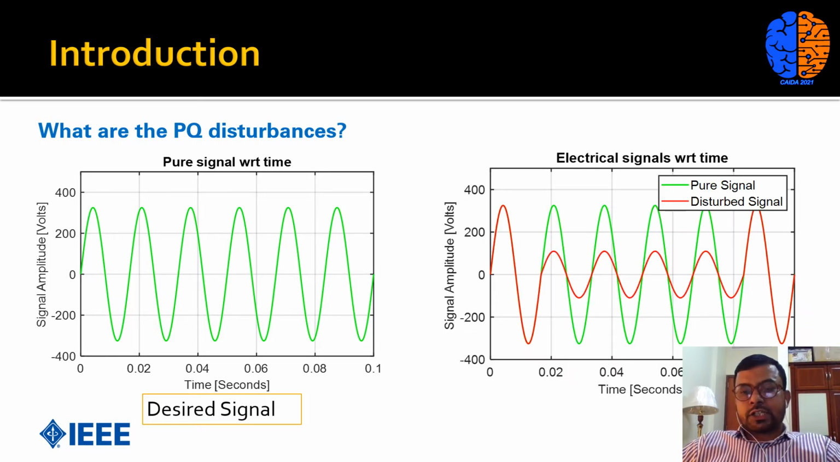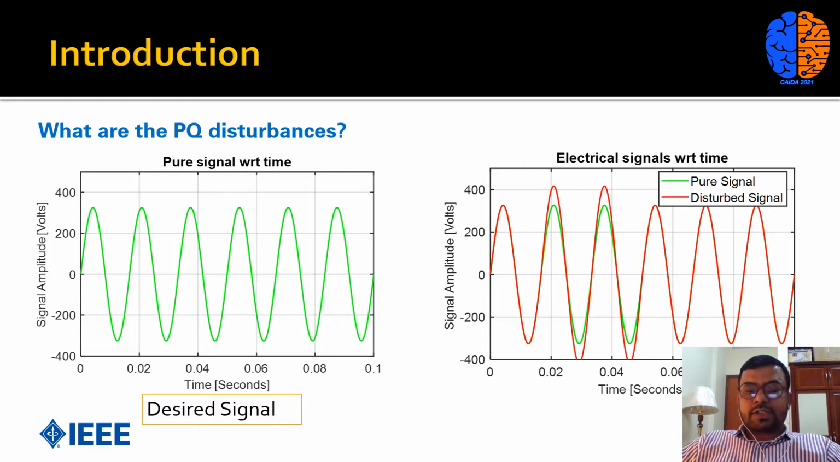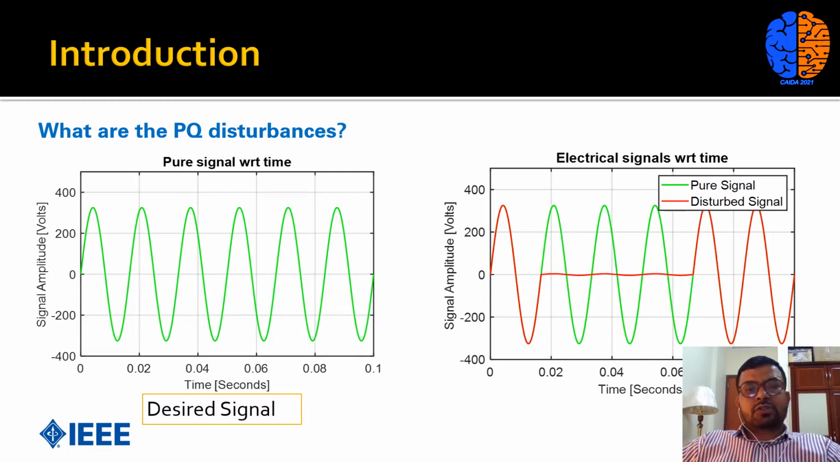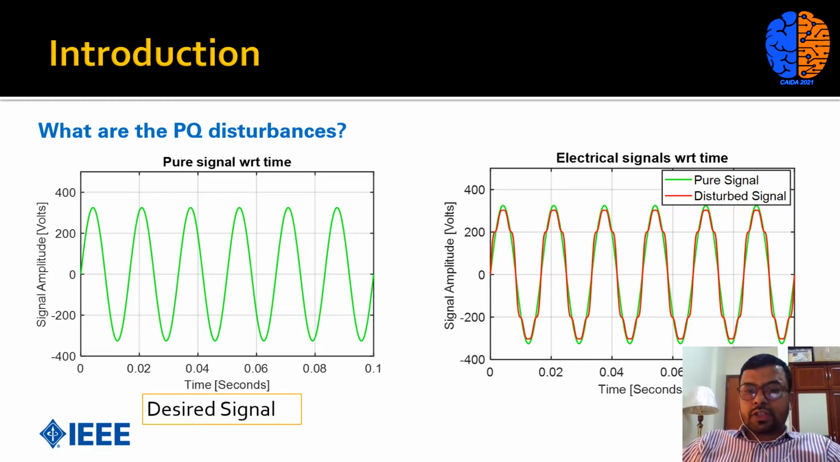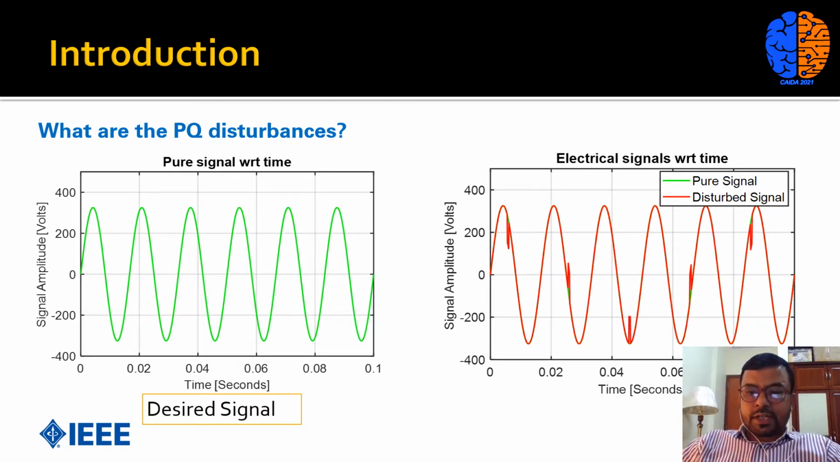However, their magnitude can be a little bit lower for a specific period of time or for a few cycles than the expected values. Or the magnitude of the signal could be a little bit higher than the expected. Or the magnitude of the signal could be close to zero for a few cycles. Or there will be some harmonic components in the signal. Also, there could be spikes or notches in the signals as well. All of the mentioned events can be classified as the power quality disturbances or power quality events.